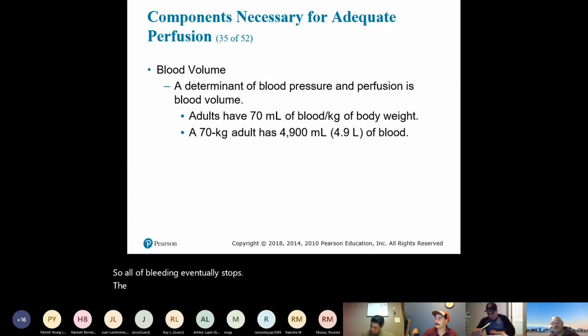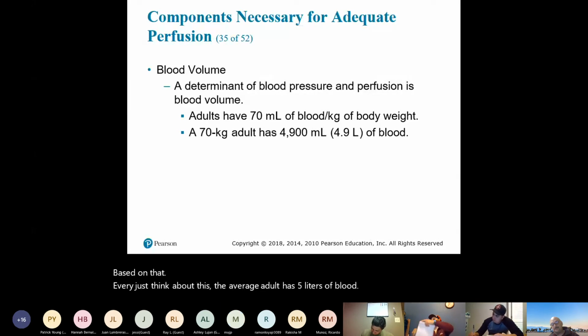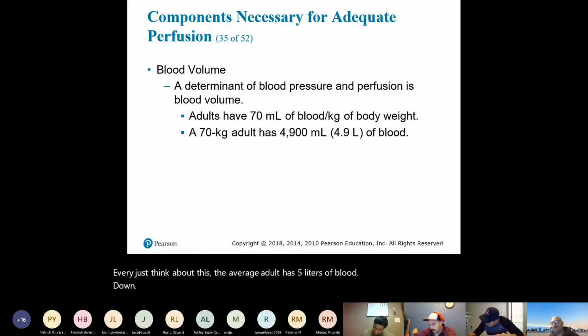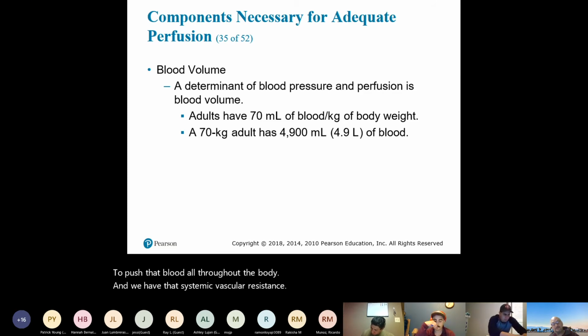The average adult, now they talk about the average adult male and the average adult female volumes, but it's hard to do the math based on that. If you just think about this, the average adult has 5 liters of blood. Now, as you have that volume, you have blood pressure, because the heart has to work. Remember we talked about it a little bit? The heart has to work to push that blood all throughout the body. And we have that systemic vascular resistance. So what resistance does the heart have to work against?